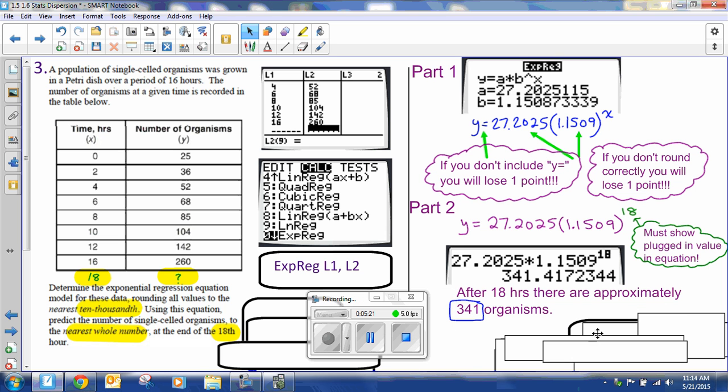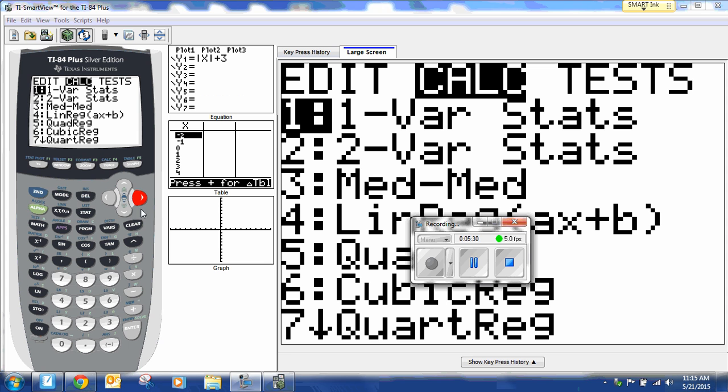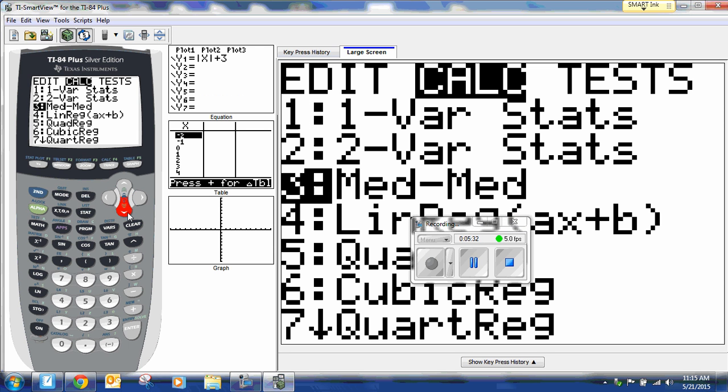And this is how you get the full 4 points on the Regents if this were a 4-point question. And most likely this would be a 4-point question.